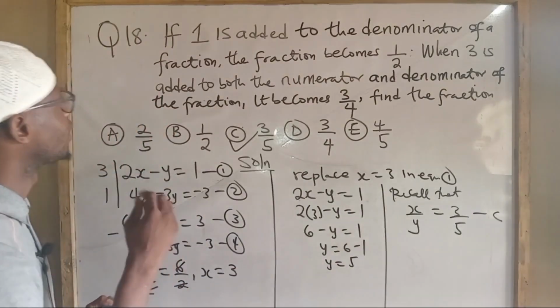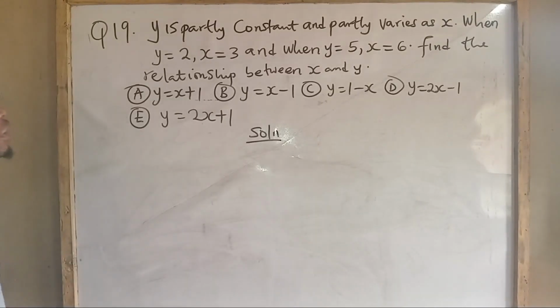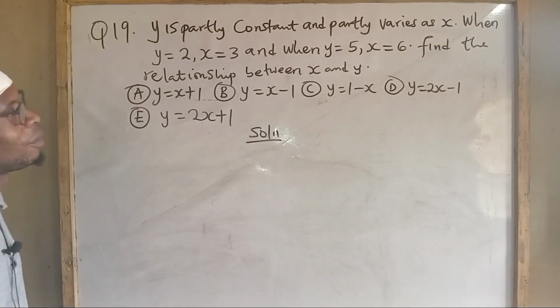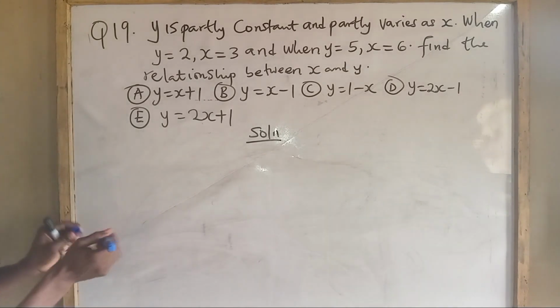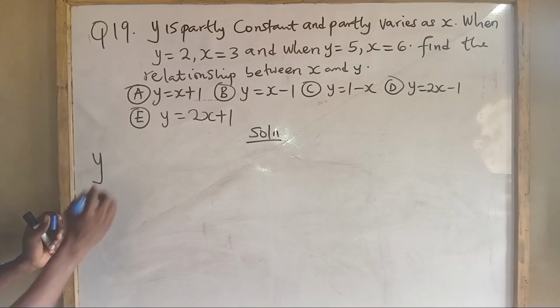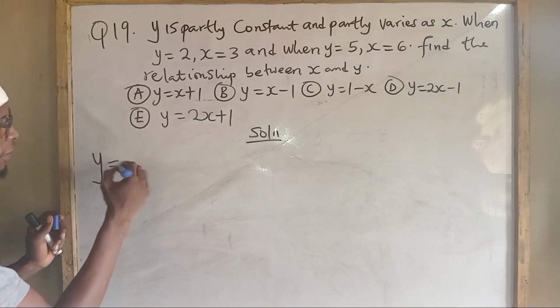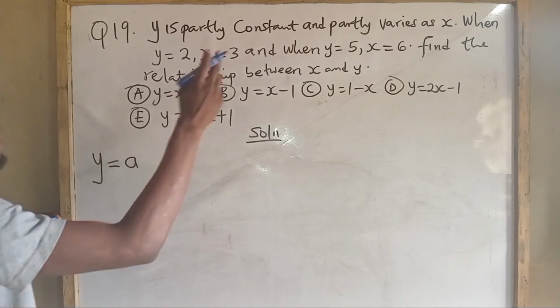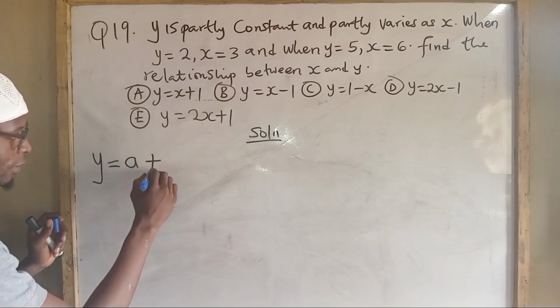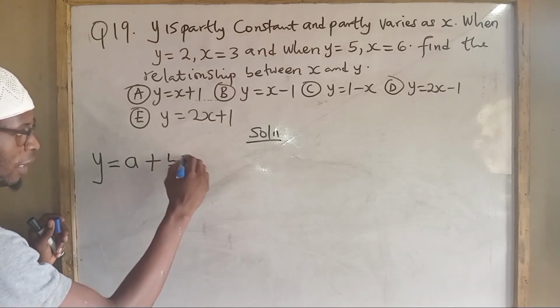So the next slide, the next question on the board says y is partly constant and partly varies as x. So this is a partial variation. Okay, so y is partly constant. That means I can use a letter, I can use a as my constant, and partly varies, that's plus, I can use b, then x.